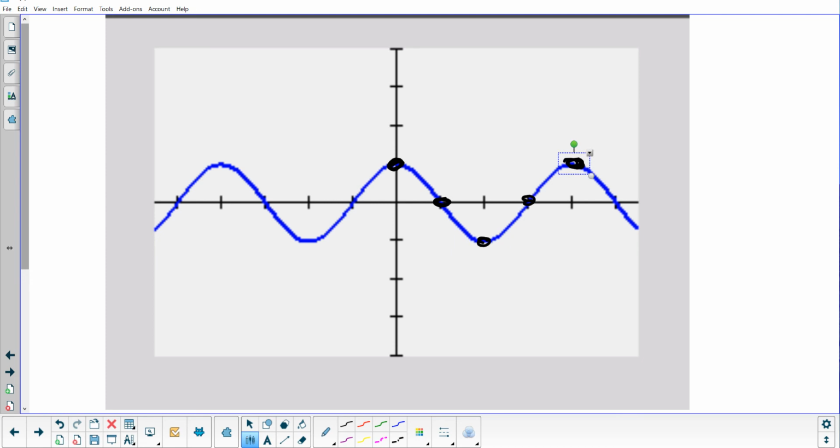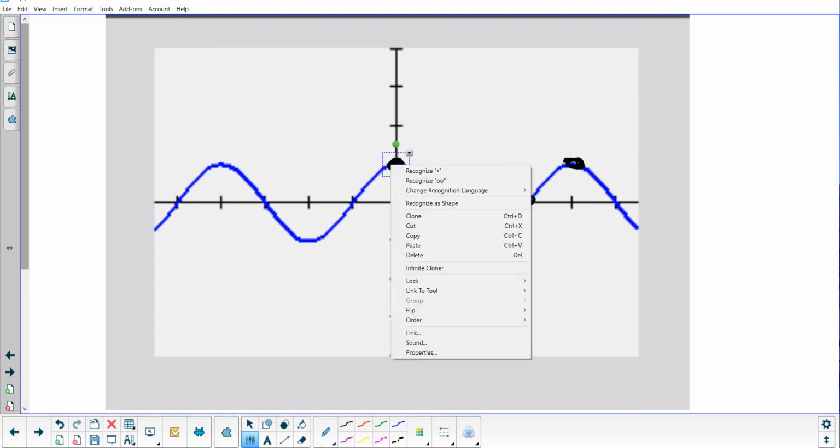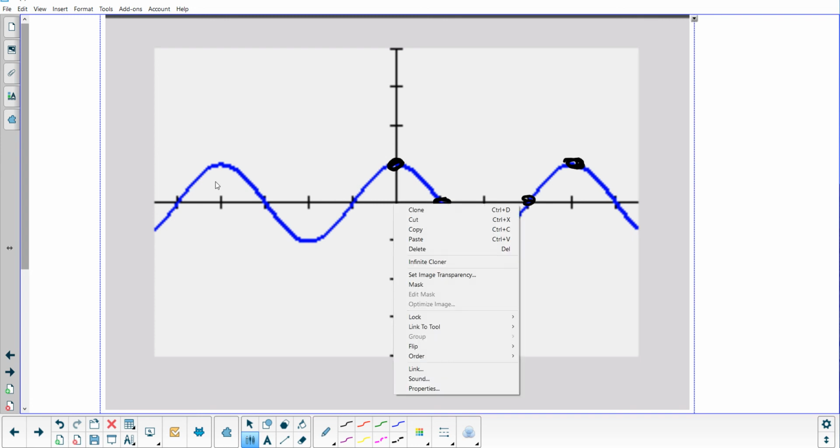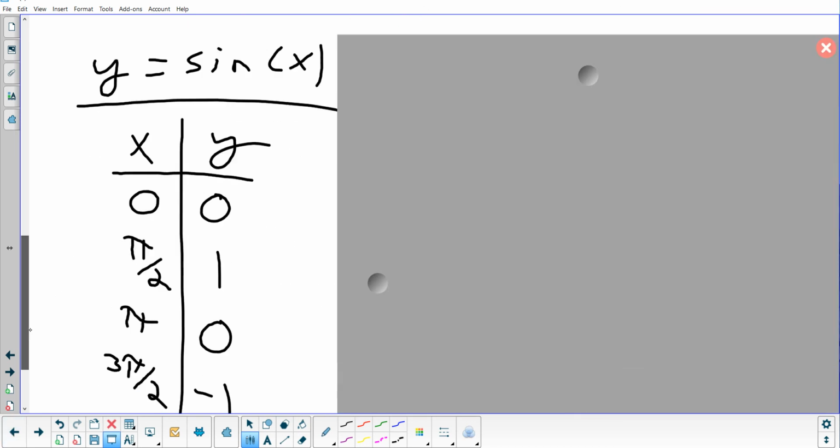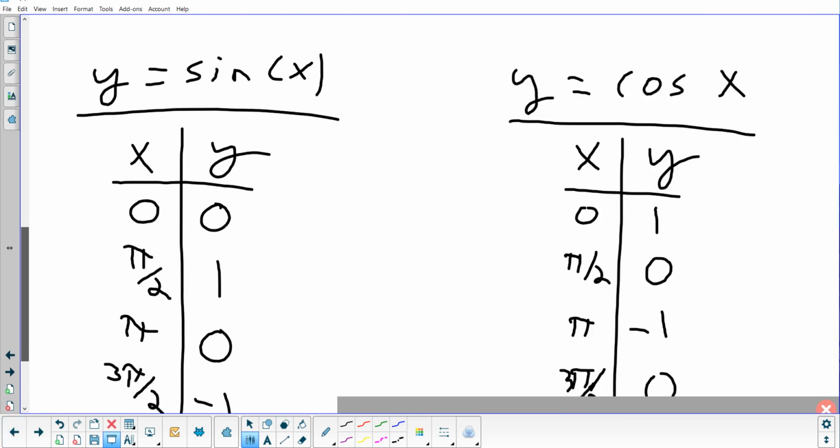Still uses 1s and 0s. It's just starting at 1 unlike last time we started at 0. Okay, so 1, 0, negative 1, 0, back to 1. And those are the y's right here. 1, 0, negative 1, 0, and 1. Now the x's are the same. The x's are exactly the same.